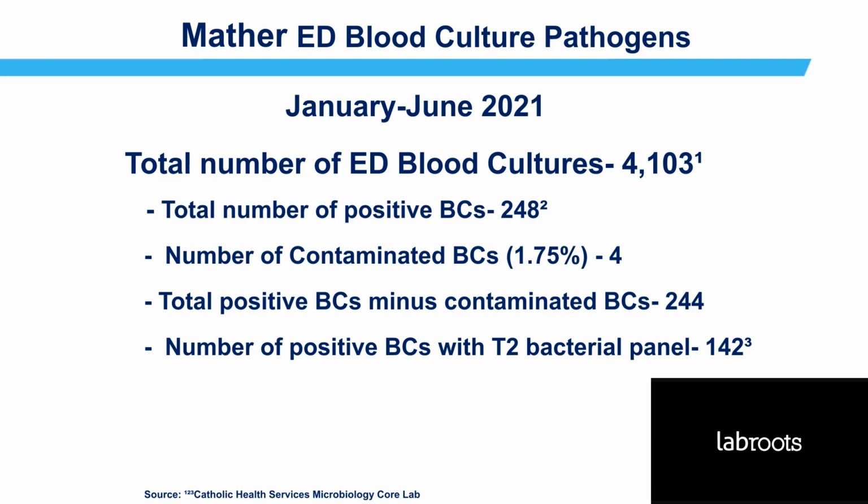During this 6-month time period, the blood culture contamination rate was 1.75%, or represented 4 blood cultures, leaving us with 244 positive blood cultures. Of these 244 positive blood cultures, we wanted to see how many could have detected a bacterial organism using the T2 bacterial panel. A review of the data revealed that 142 blood cultures could have been identified as having a pathogen on the T2 panel.